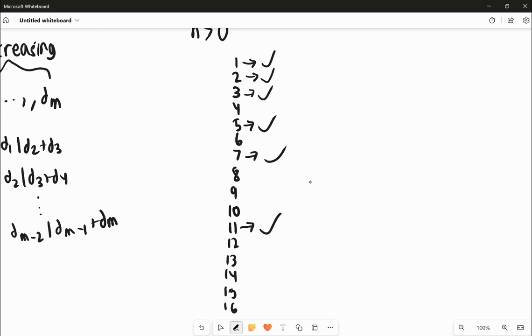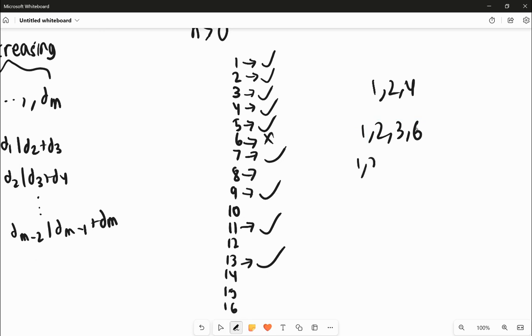And then 11 works, 13 works, and that's all the primes on this list. 4, the divisors are 1, 2, and 4, and 1 indeed divides 2 plus 4, so that works. And in general, any number with 3 divisors works as well, because we only have to consider the number 1. 9 is 3 squared, so it has 3 divisors, and that's the only other one with 3 divisors. For 6, we have the divisors 1, 2, 3, and 6. Even though 1 divides 2 plus 3, 2 does not divide 3 plus 6, which is 9. So that does not work.